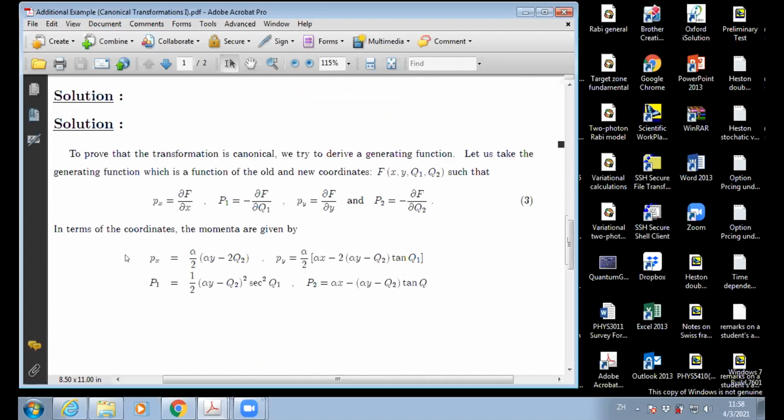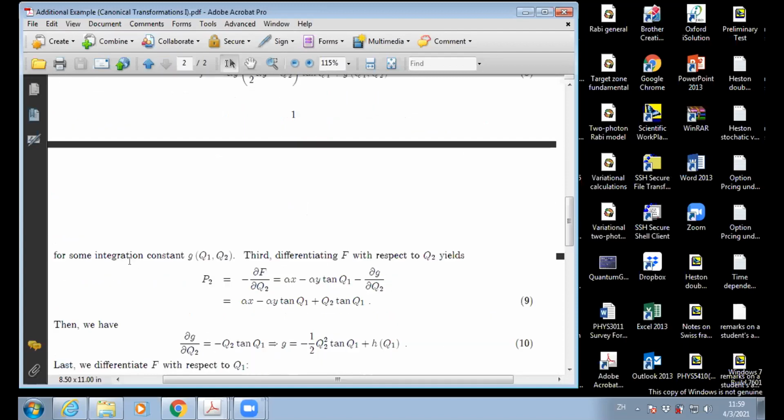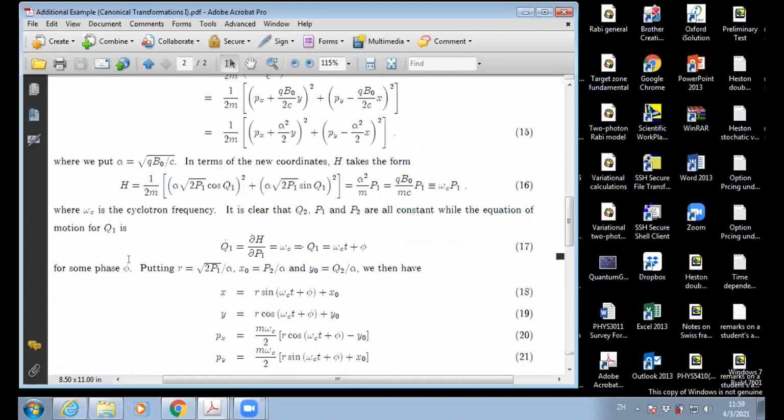Okay. Now you can see that if we have a good canonical transformation, the problem will become very simple, and we can obtain the solutions easily. After obtaining the solutions, we can reverse the transformations and obtain the solutions in terms of the original coordinates. All right? Any questions up till now about this problem?